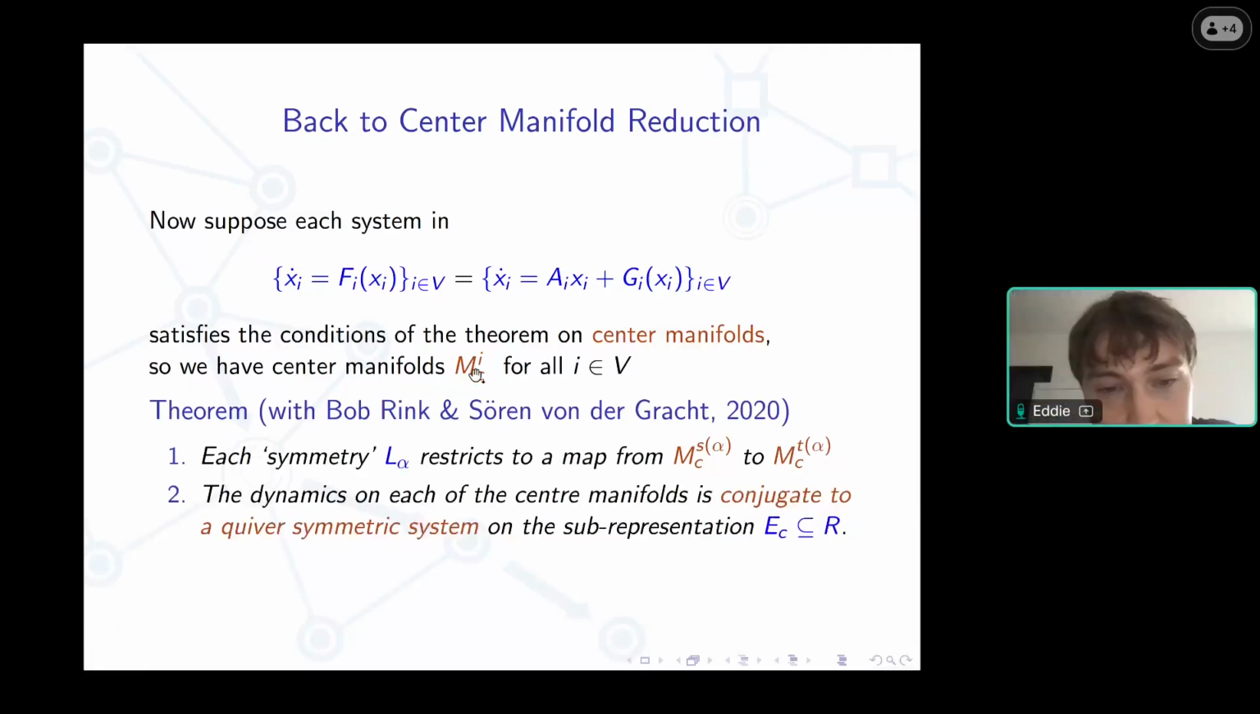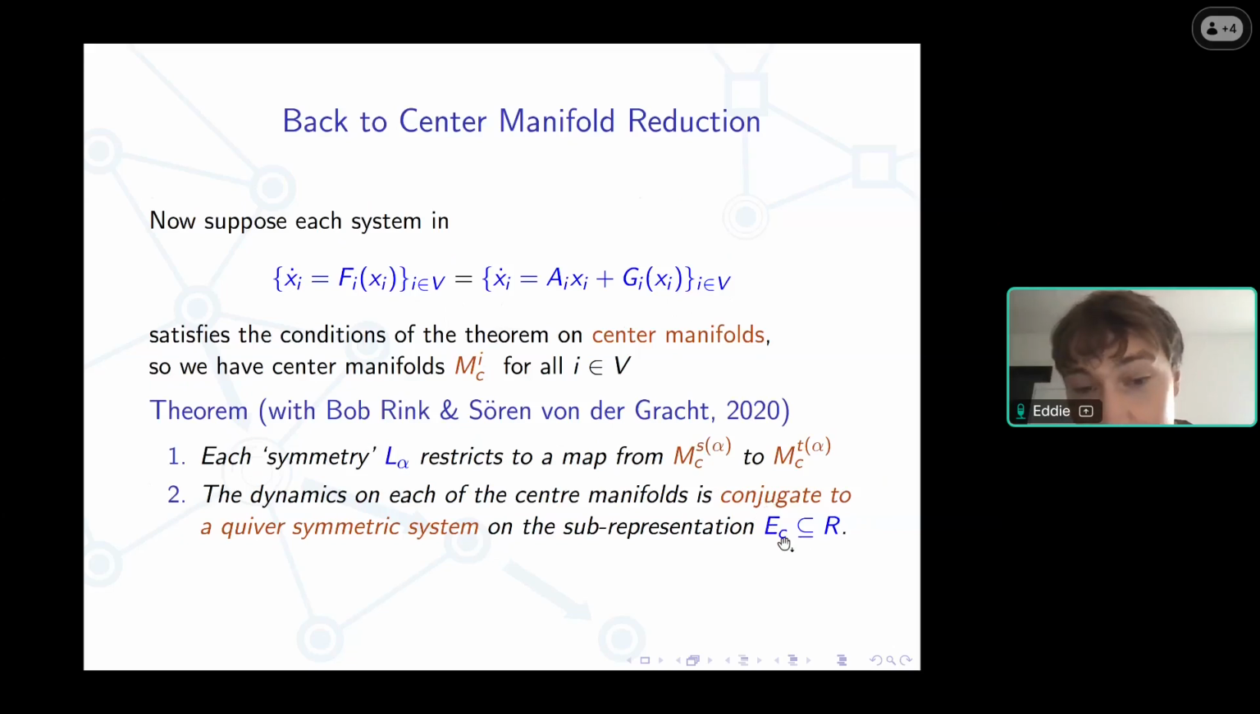And now I claim that these linear maps that I had from the quiver representation will turn out to actually send a center manifold at the source of the arrow into the center manifold at the target of the arrow. It always does that. And then when I have a center manifold, I can always project down to get a vector field conjugate to one on the center subspace. And if you recall, the center subspace forms a subrepresentation. So each symmetry map maps these components, these subspaces, to themselves, to the respective ones.